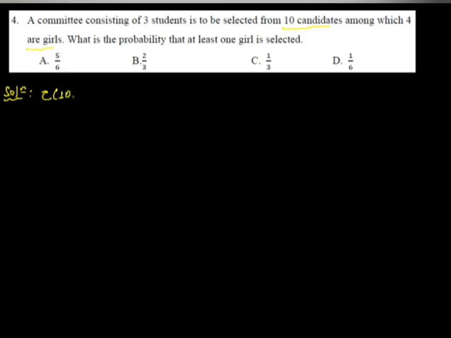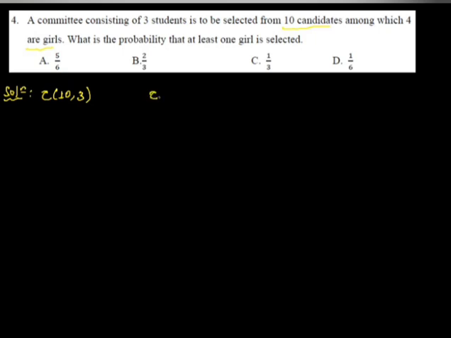Totally, we do have 10 candidates. Out of these 10, we want to select 3 committee members, but the committee members will be selected in order to have at least 1 girl. Basically there are 4 girls in this group of 10. The rest, 6, are boys.